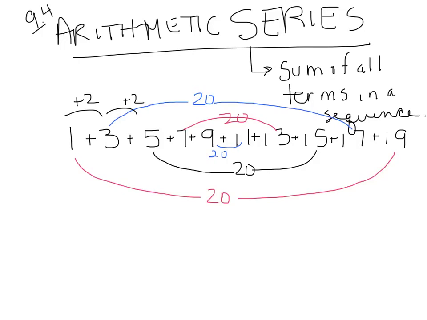So now I've added up all these 20s. How many 20s do I have? Let's see, 1, 2, 3, 4, 5. I have 5 20s. I get 100. So the answer to this sum is 100. That's a nice easy way to actually do the math instead of doing it the hard way. And it also leads us to an intuitive formula for how to calculate the series.